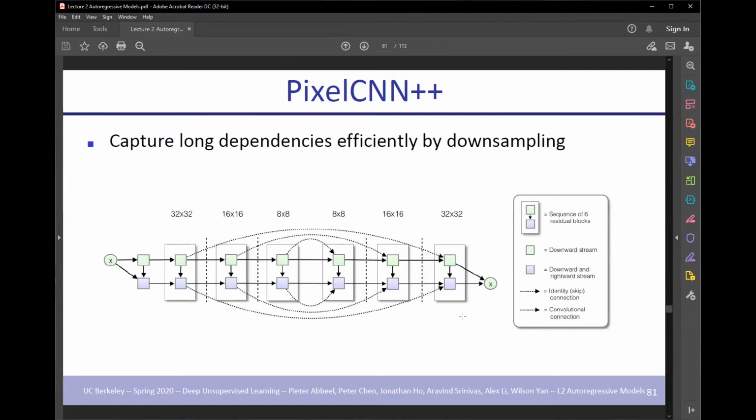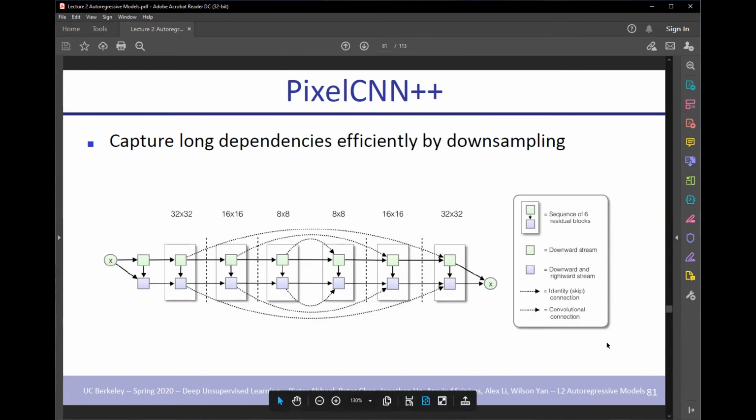Now, one other question, similar to the previous one I had: at least to me, it seems like there's a mistake in this legend. The convolutional connections, I believe, are not the dotted ones but the solid ones, because the identity skip connections are the dotted ones. Again, this particular second arrow I think should be a solid one, because the convolutional connection is always going through these solid connections.